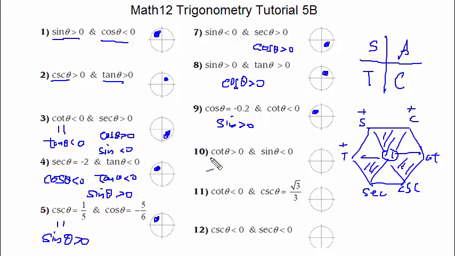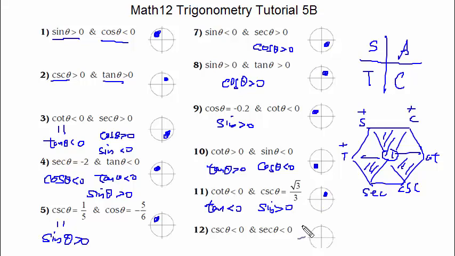Cotangent bigger than 0, which is tangent bigger than 0. Secant less than 0, so cosine less than 0. Sine less than 0, cosine less than 0, tangent bigger than 0 will be the third one. Cotangent less than 0 will be tangent less than 0. Cosecant, which is the opposite of sine, sine bigger than 0. Tangent less than 0, sine bigger than 0 is the first one.